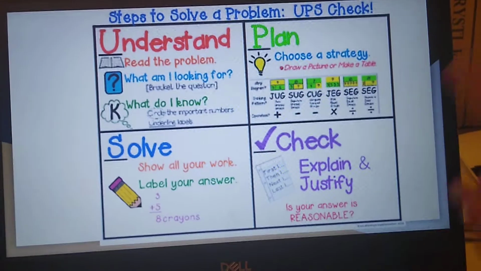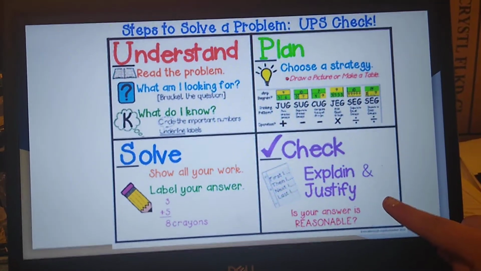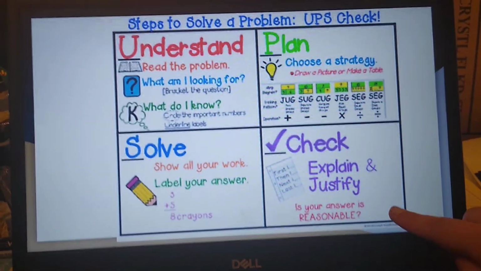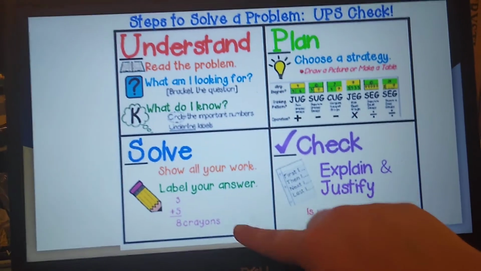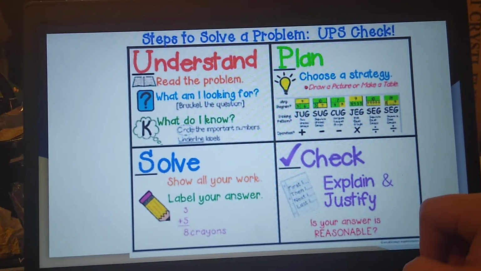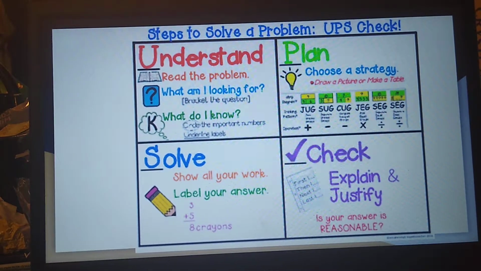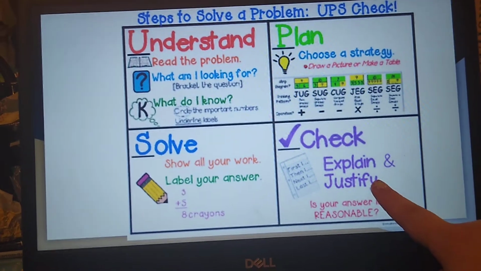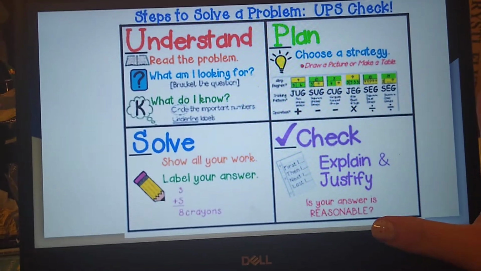Our last step is to check. To check it, you're going to explain it and justify it. Is your answer reasonable? Does your answer make sense? If it asks you to find the number of crayons, make sure that in that problem you found the number of crayons. So you're going to double check that you found that. If for some reason you looked at markers in the word problem instead of crayons, checking and going back over that answer is where you're going to find that simple mistake that you may have made.